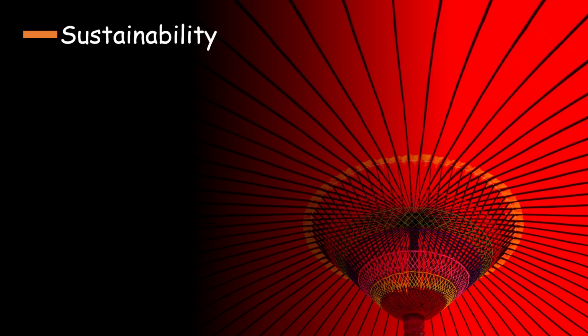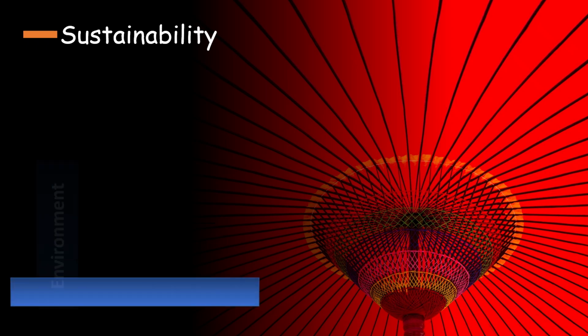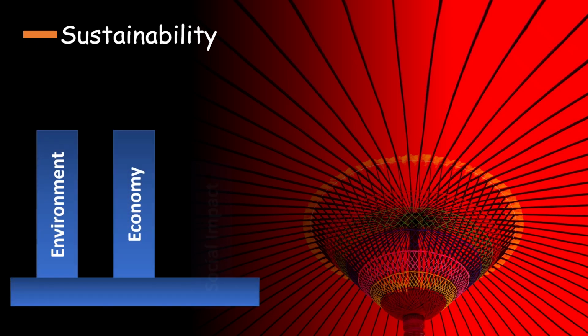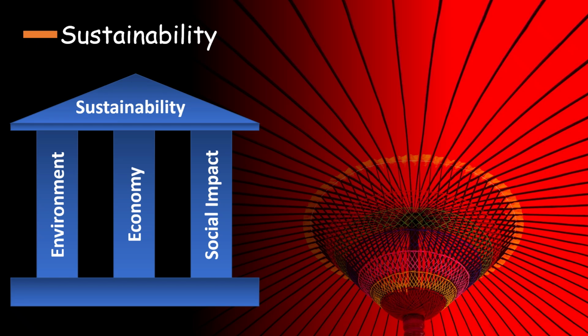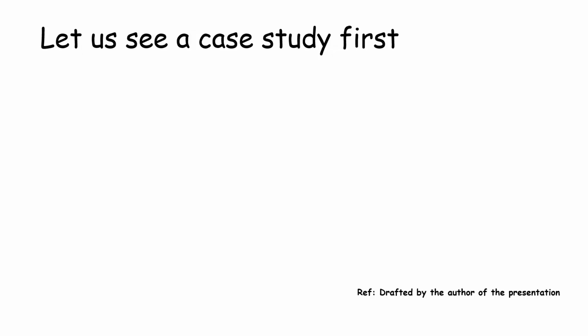Now let's talk about the three pillars of sustainability. The three pillars are environment, economy, and social impact. All of them together make up sustainability. Oftentimes we think that it's only the environment part, but no, it has economy and social impact as well. We are going to discuss all these pillars in detail in the coming slides. Let's move on. So let's see the first case study about sustainability.